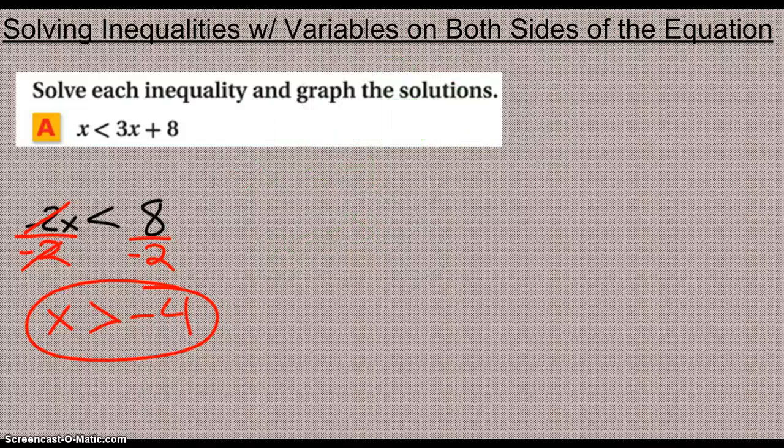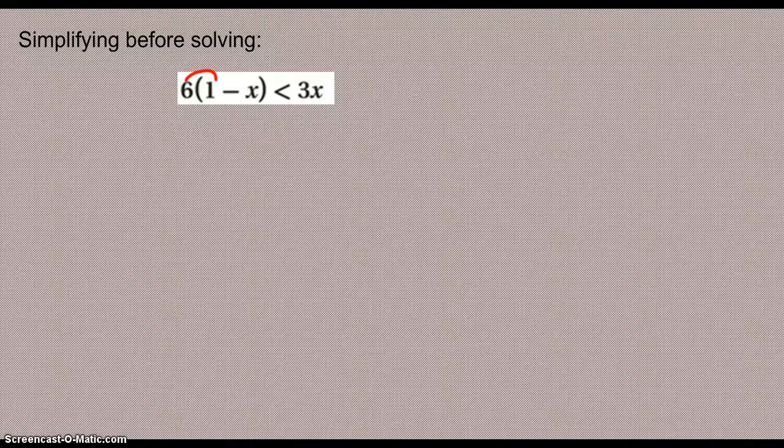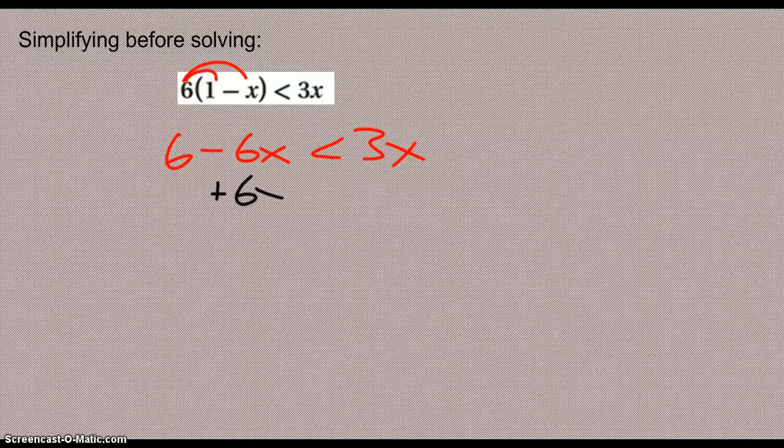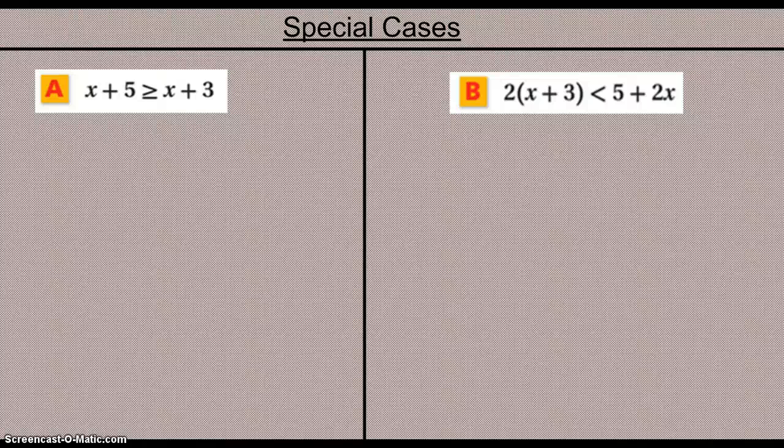Alright, so that's just a quick review on how you bring your variables together. You would do the same thing here. I won't go through the whole thing, but distribute first, 6 minus 6x less than 3x, and then add your 6x to both sides. So we got 6 and 9x. We do end up getting a fraction on that one, but then you can solve by dividing by 9. So let's get to those special cases.